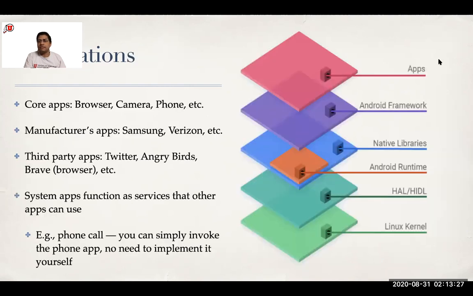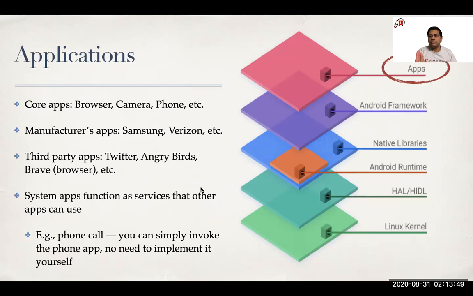And the last layer in the stack is basically the application layer of the apps. It has by default the core apps like the browser, the camera, the phone, and so on. But it also allows all the user apps to go there as well. So in addition to the core apps, you'll have, say, the manufacturer's apps like Samsung and Verizon. So they may have their own apps, which also go in the same layer.